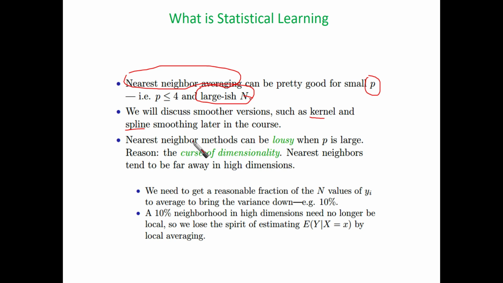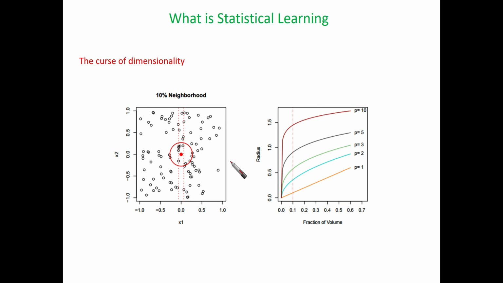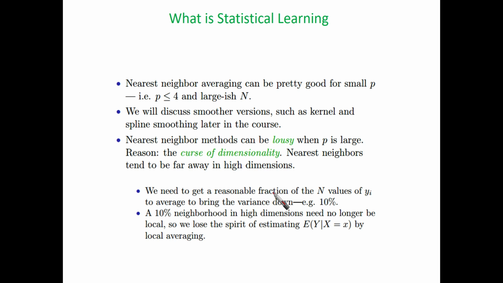So the nearest neighbor method, as I told, performs very badly when p is large. This comes from what we call the curse of dimensionality: if the dimension increases, problems happen. So let's look at this figure. Let's say these are some of our data points. We need to get a reasonable fraction of the n values.